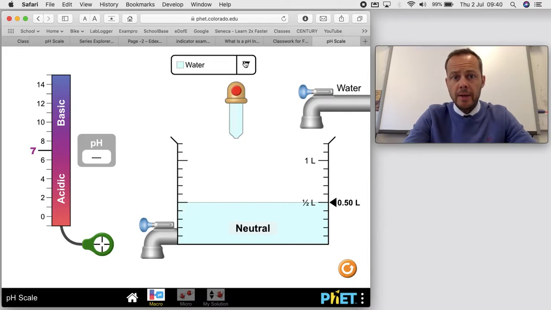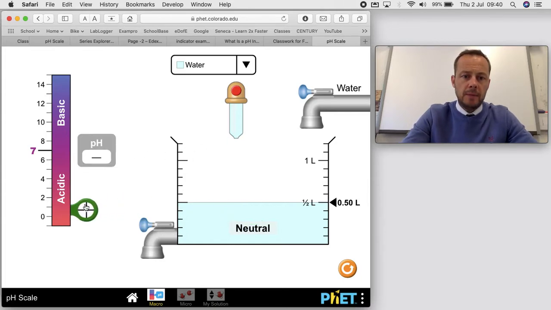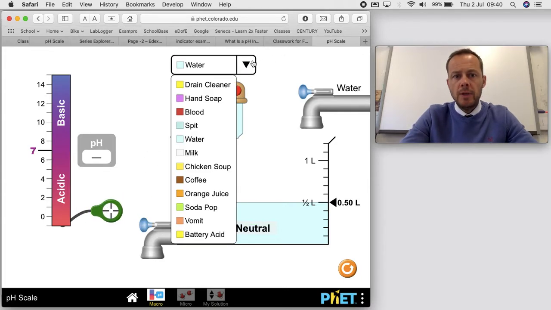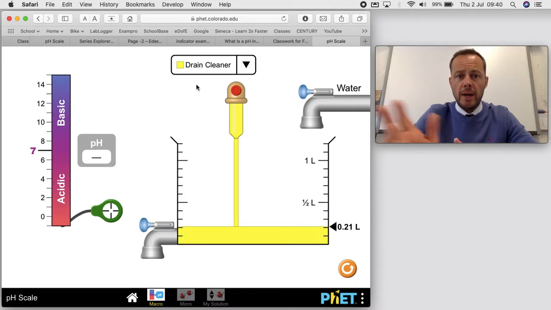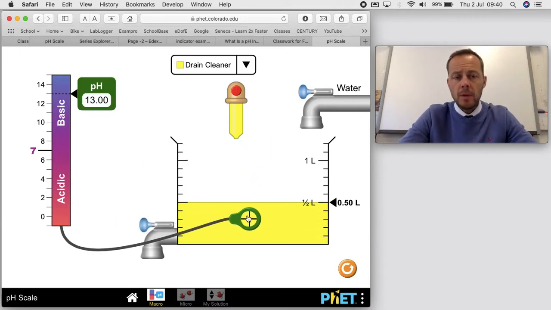So if you click on here, you can get the different solutions. To test the pH, you need to lift up the sensor and pop it into the solution. And that tells us that water has a pH of 7. Then, take the sensor out. We can change the solution to drain cleaner. Pop the sensor back in, and we can measure what the pH is, which is pH 13.